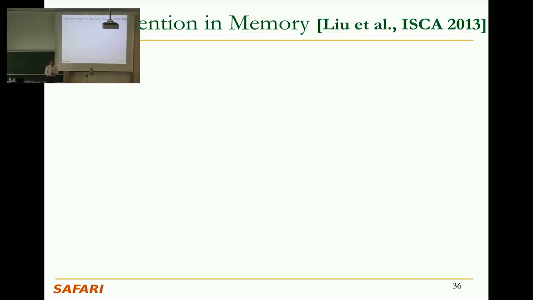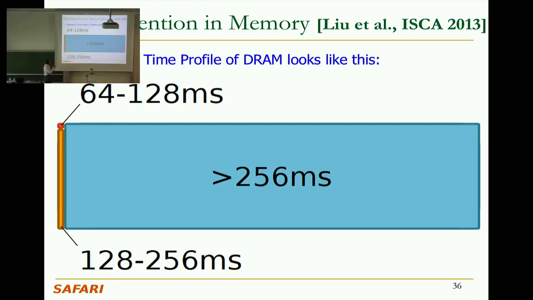We tested a lot of DRAM chips, and what we found out was that the retention time profile of DRAM looks like this. There is a very small number of cells that need to be refreshed very frequently because they're weak. But an overwhelming majority of the cells don't need to be refreshed as often. You can refresh them every 256 milliseconds, and that's fine. Meaning that if you have an intelligent controller that profiles the DRAM, it can figure out which cells need to be refreshed at what rate and adjust the refresh rate accordingly based on the cell's characteristics.